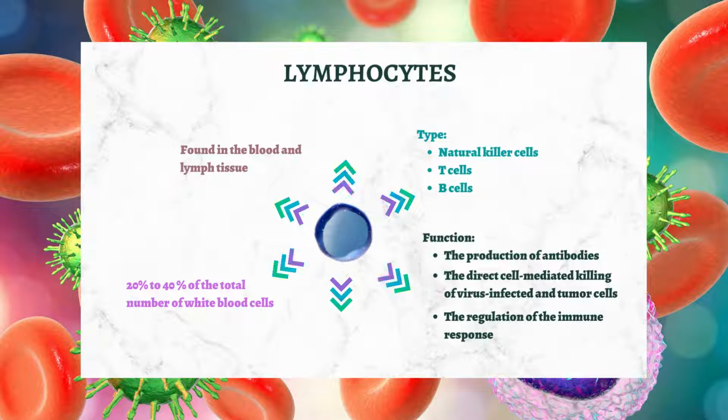Lymphocytes, including natural killer cells, T cells, and B cells, help our body's immune system fight cancer and foreign viruses and also bacteria. They are responsible for the production of antibodies, direct cell-mediated killing of virus-infected and tumor cells, and regulation of the immune response.